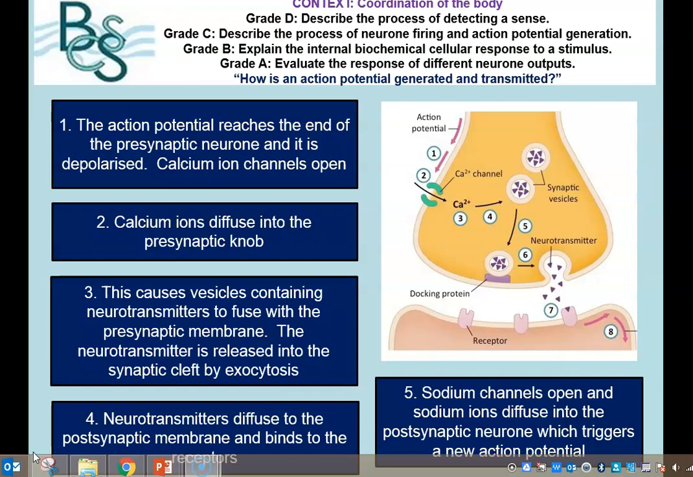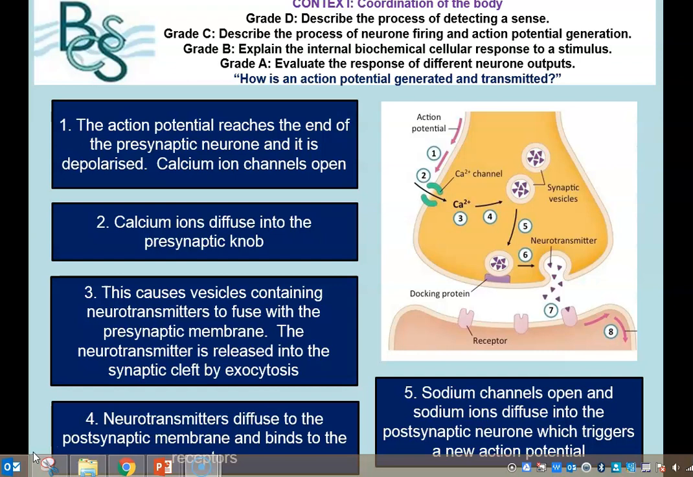The first thing that happens is that the action potential is going to reach the end of the presynaptic neuron, and it triggers calcium ion channels to open. Once those calcium ion channels open, calcium ions will flood into the synaptic knob. They cause the synaptic vesicles containing the neurotransmitter to fuse with the presynaptic membrane and for the neurotransmitter to be released, by exocytosis, into the synaptic cleft.